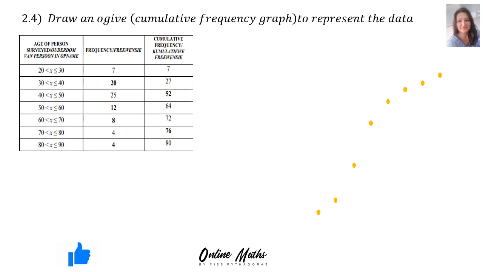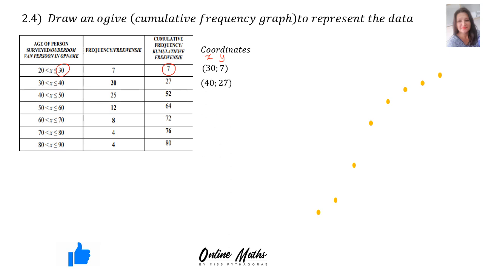Question 2.4. Draw an ogive or a cumulative frequency graph to represent the data. Now, first of all, there is the correct cumulative frequency table now. Ours is fine. And then we need coordinates. So where do we find the coordinates? Remember, the coordinate consists of an x and a y. The x coordinate is this value over there, the end point of your first interval, and your y coordinate is the cumulative frequency, not the frequency, the cumulative.